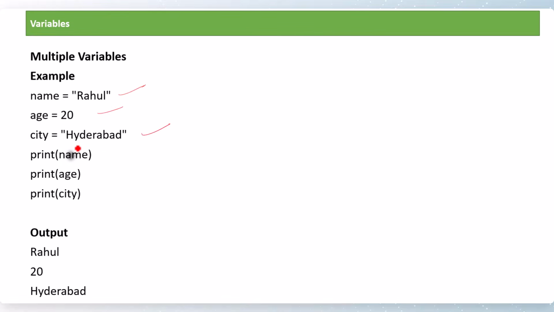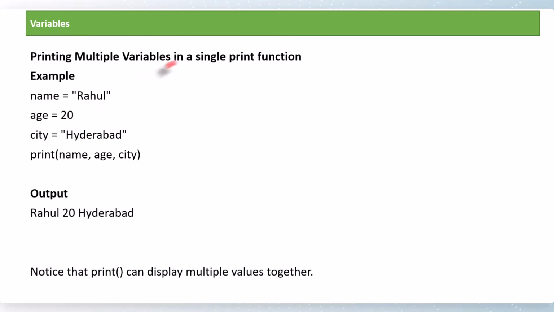And similarly, you can print multiple variables in a single print function. You can take three variables and print of name, comma, age, comma, city. It will print Rahul, 20, Hyderabad. So you can notice that print can display multiple values together.